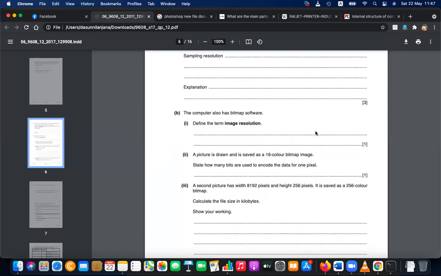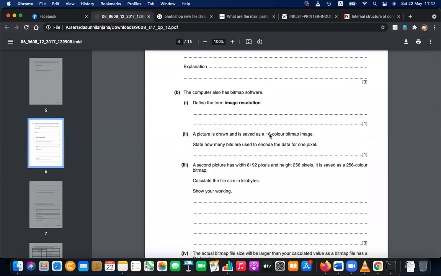A picture is drawn in and saved in a 16 color bitmap image. State how many bits are used to encode the data for one pixel. If there are 16 colors, to produce 16 colors, how many bits do you need? 4 bits, yes, because 2 to the power 4 is 16.